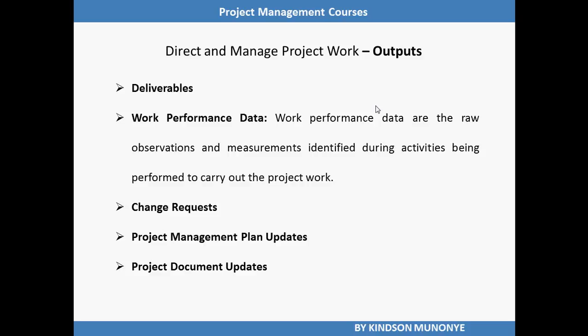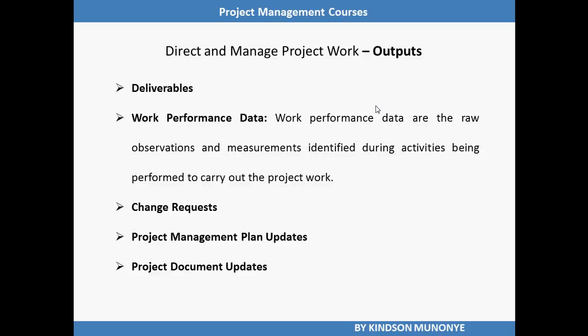Another important output from direct and managed project work is work performance data. According to the PMBOK guide, again, work performance data are the raw observations and measurements identified during activities being performed to carry out the project work. Data are often viewed as the lowest level of details from which information is derived by other processes. Data is gathered through work execution and passed to the controlling processes of each process area for further analysis.